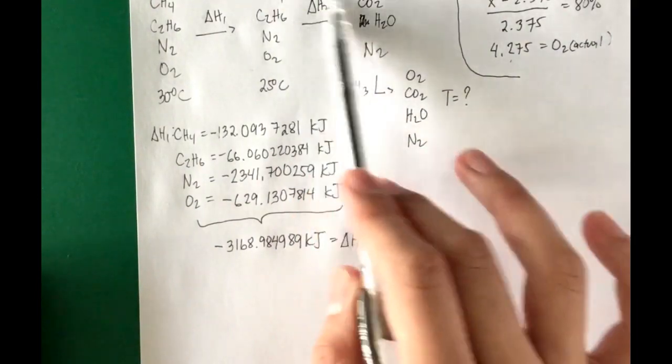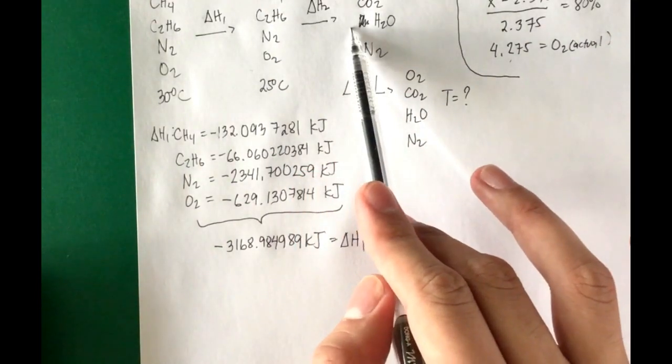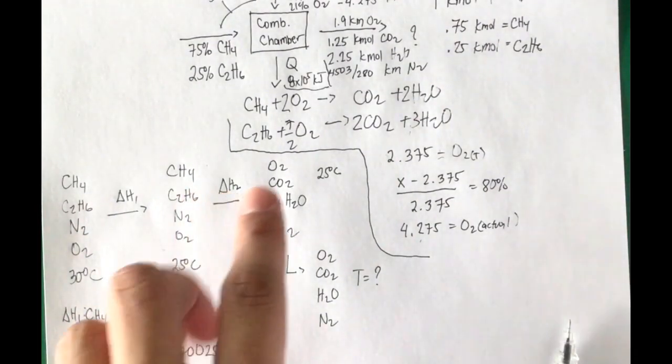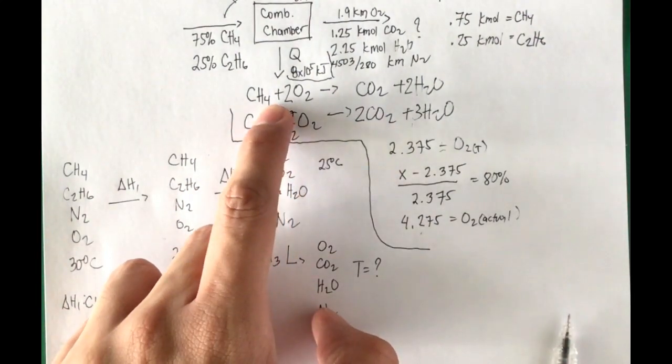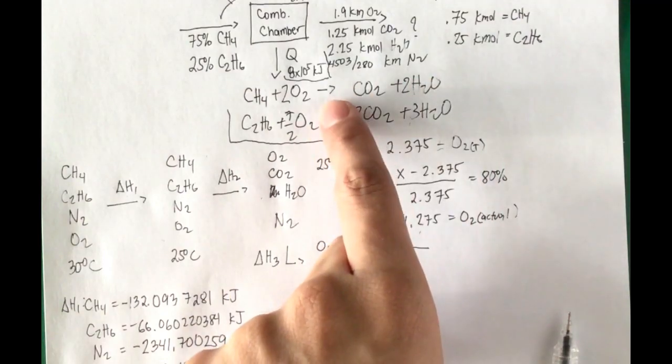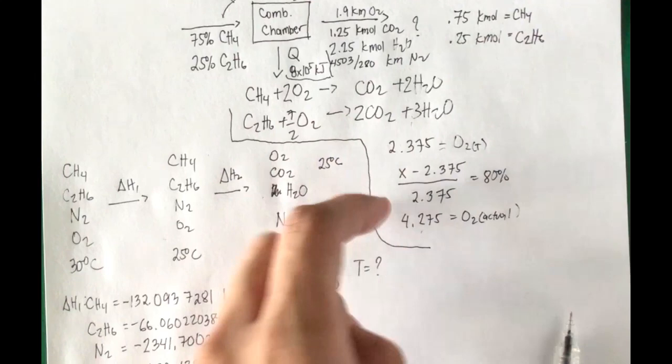Now our delta H2 is just the extent of the reaction. So rather, I'll go back to our reaction equations here. What we're going to do is use SVA to get the heat of reaction for this, using the heat of formation of the reactants and the products.